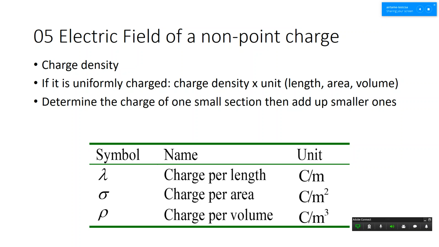Actually, before I get there, there's two types of problems where I can ask you. One is if it's uniformly charged, meaning that the charge density is not variable, it's a constant. In which case, all you have to do is multiply lambda by the length, sigma by the area, and rho by the volume. If it's not uniformly charged, then you have to break it up into really small portions and add them up using integration.